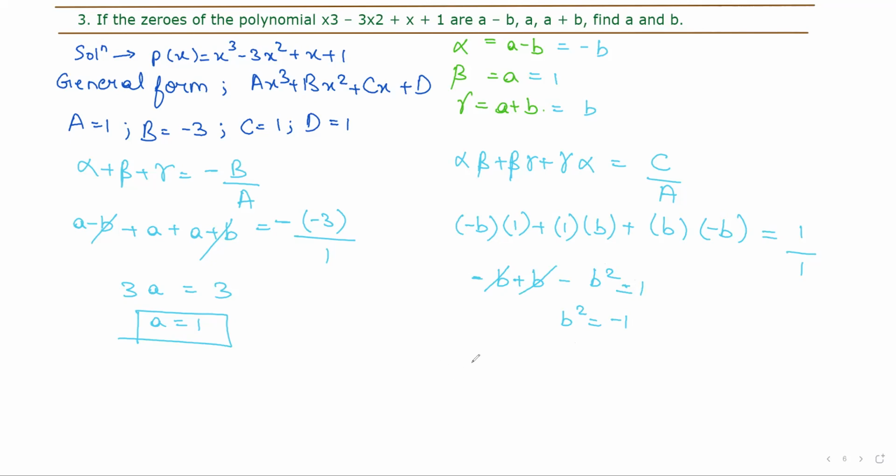Third equation states that alpha, beta, gamma should be equal to minus d upon a. Alpha, beta, gamma is the multiplication of the 3. So minus b into 1 into b should be equal to minus d value, 1, upon 1. So minus b square should be equal to 1. Which means b square is equal to 1. If you get b square is equal to 1, what should you have? Let's recheck.